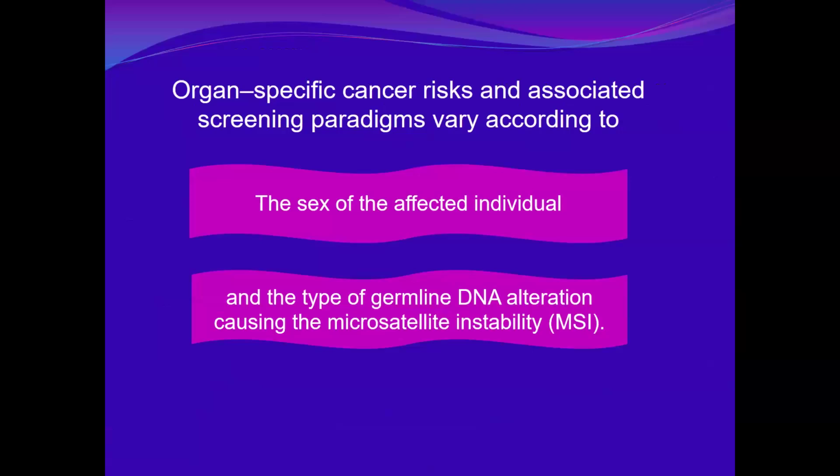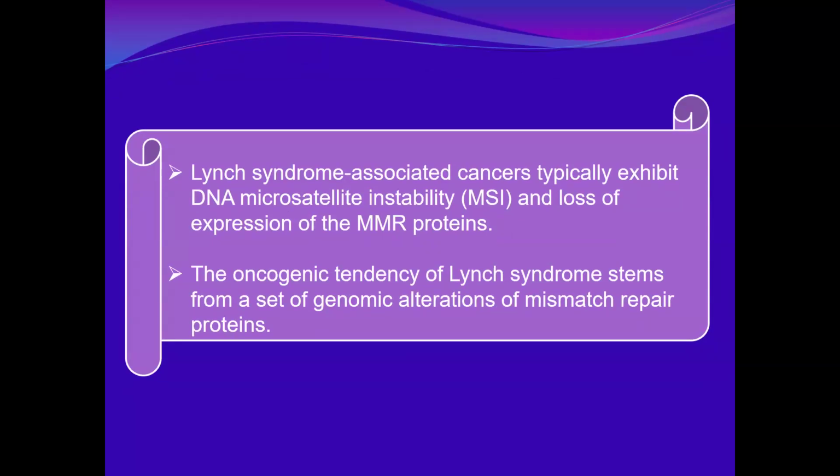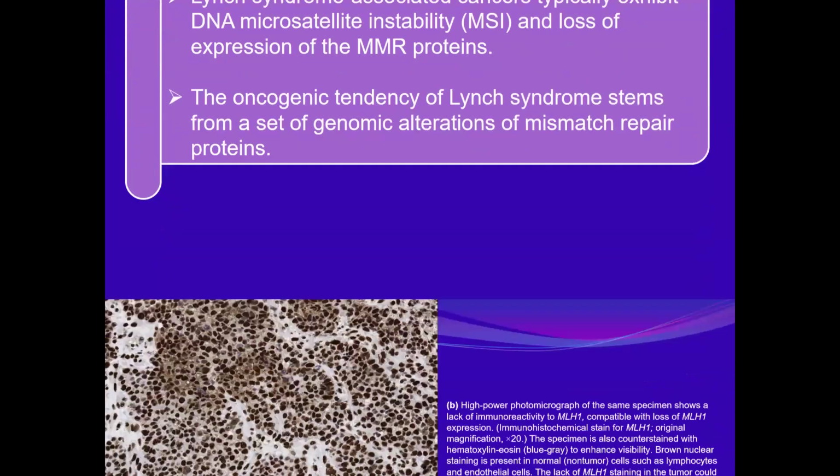The organ-specific cancer risk and associated screening vary according to the sex of the affected individual and the type of germline alteration causing the microsatellite instability. Lynch syndrome associated cancers typically exhibit DNA microsatellite instability and loss of expression of mismatch repair proteins, as we mentioned earlier.